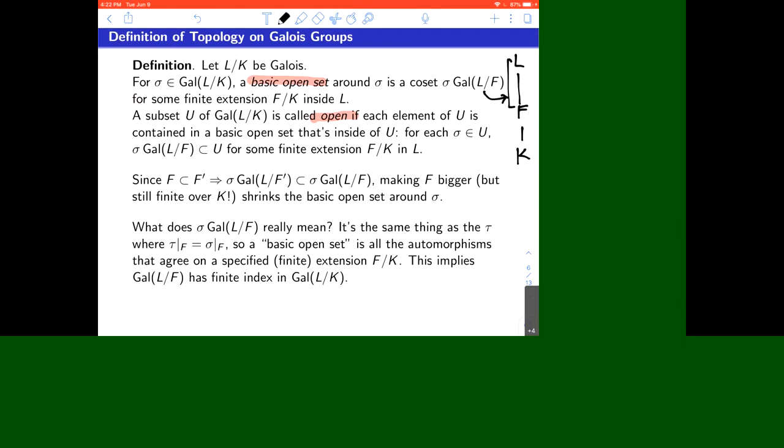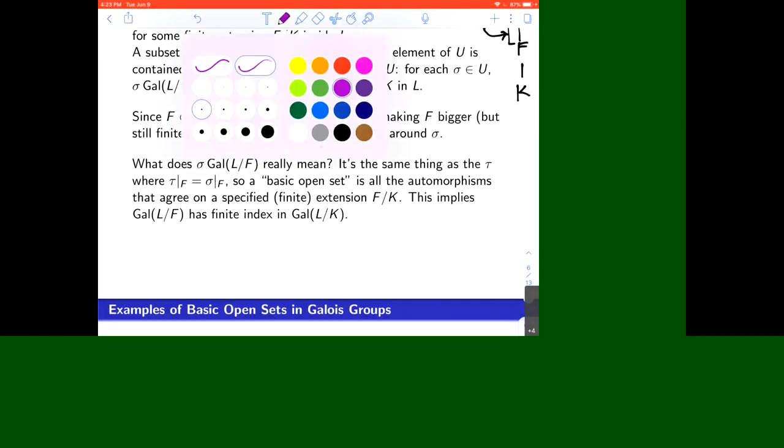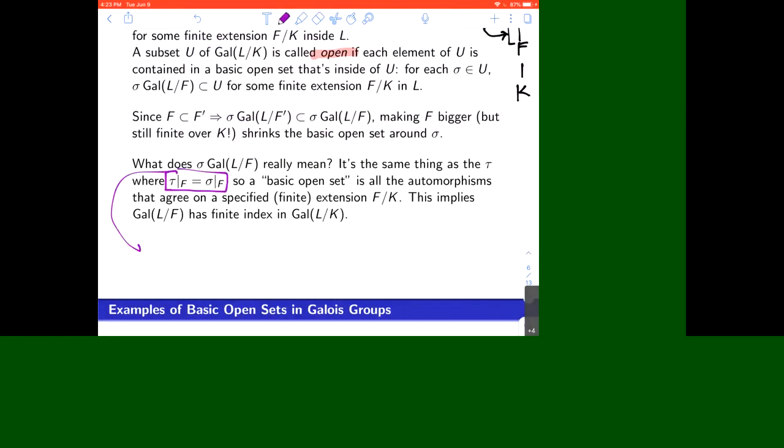Still, there's a natural question. What does the coset mean? I mean, logically, it's just a definition, but what's the content of looking at a left coset of the automorphisms fixing a subfield? It's really just saying all the stuff that looks the same on F. If you tell me that tau and sigma are the same thing on some finite extension F, I claim that's the same as saying tau is in the coset cut out by F.